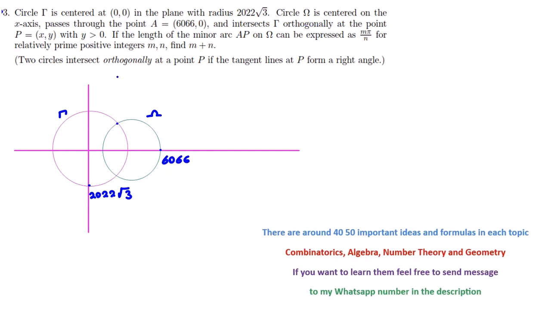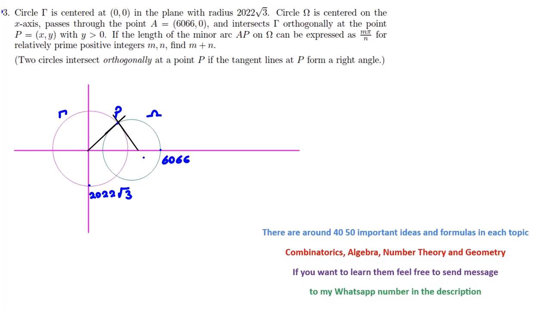And it intersects gamma orthogonally at the point P. We have two intersections, and it says y is greater than 0, so here. If the length of the minor arc AP on omega can be expressed as m pi over n for relatively prime integers m and n, find m plus n. Two circles intersect orthogonally at the point P if the tangent lines at P form a right angle. So if we draw this, we know the tangent lines here are perpendicular, so they pass through the centers, and each will be one line.